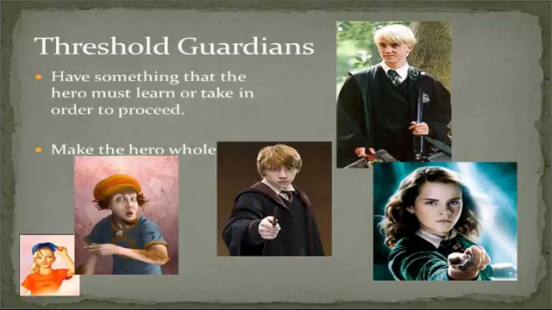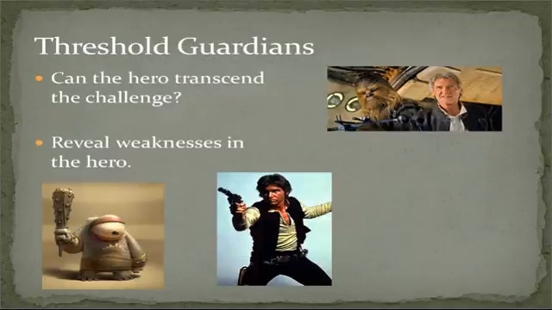Look at Harry's own journey in Harry Potter. Ron and Hermione are needed for Harry to be complete. Malfoy's a Threshold Guardian as well. Harry has to overcome him in order to learn who he really is. The question of the Threshold Guardian is, can the hero transcend the challenge? Are they able to move past it? From a literary standpoint, the Threshold Guardian's there to reveal weaknesses in the hero.